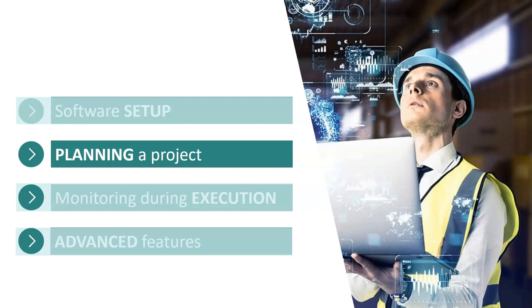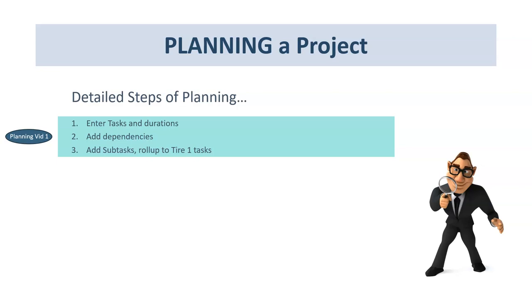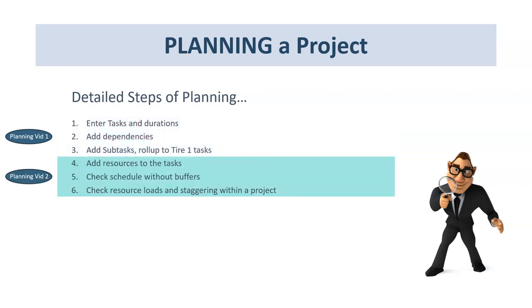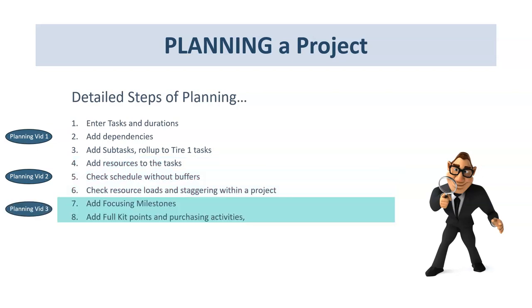Okay, hello everyone. We're on the last video related to project planning. We have already covered several topics in the planning arena. We've talked about how to enter tasks and durations, the dependencies between those tasks, subtasks, tier 1, tier 2 structure. We've talked about how to add resources to the project plan, to check the schedule without buffers for cycle time and resource loads, and how to stagger within a project.